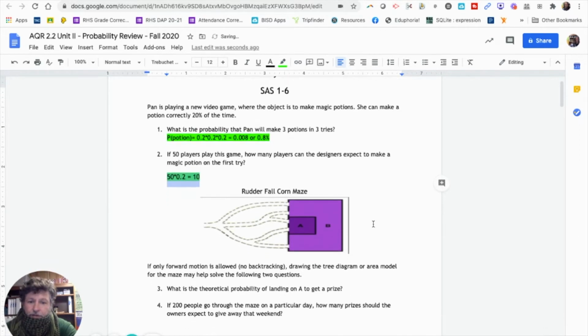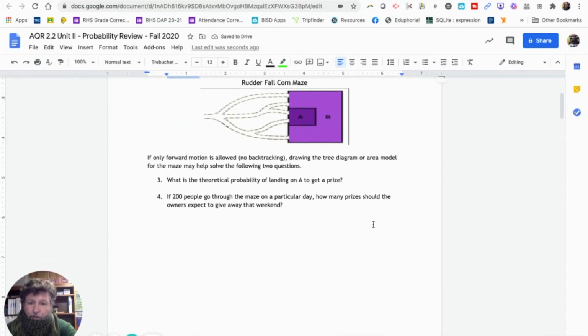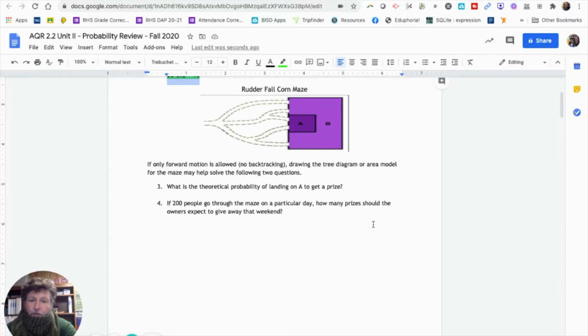All right, let's look at this fall corn maze. This is a rudder fall corn maze. If only forward motion is allowed, no backtracking, drawing a tree diagram and area model for the maze might help solve the following 2 questions. What is the theoretical probability of landing on A to get a prize? Well, let's look at how many different pathways there are.